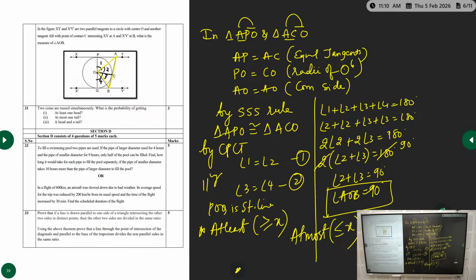To fill a swimming pool. What shape will a swimming pool be? Rectangle, cuboid. Rectangle is a 2D shape. To fill a swimming pool, two pipes are used. How do pipes look? Cylindrical. We call it a hollow cylinder because the top and bottom circular faces are removed. Then, if the pipe of larger diameter is used for 4 hours and the pipe of smaller diameter for 9 hours, only half of the pool can be filled.